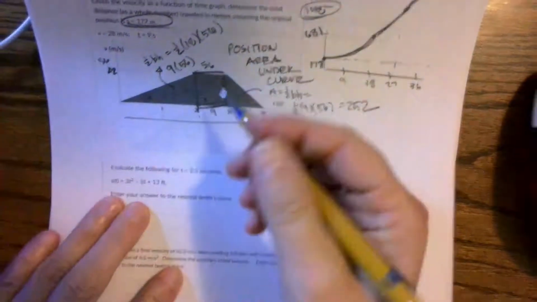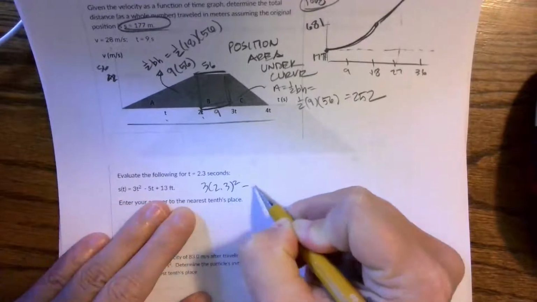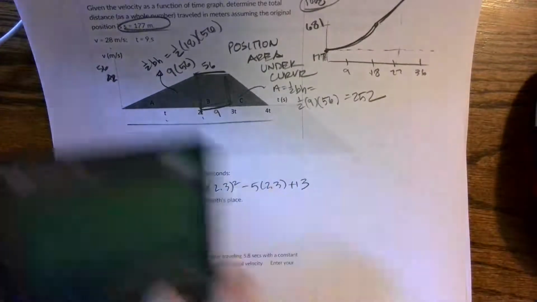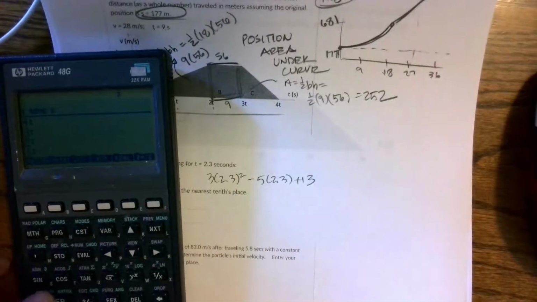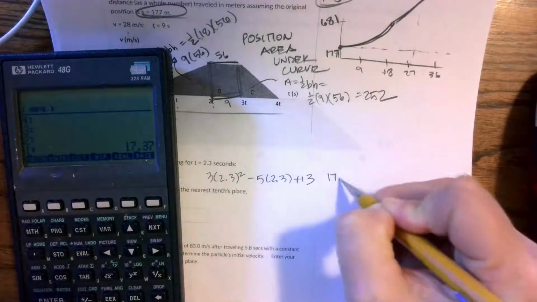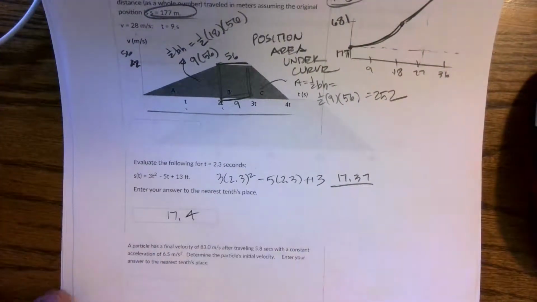For the following, evaluate. So I have 3 times 2.3 squared minus 5 times 2.3 plus 13. So I have 3 times 2.3 times 2.3, minus 5 times 2.3, plus 13, and I get 17.37. To the tenths would be 17.4. Okay.